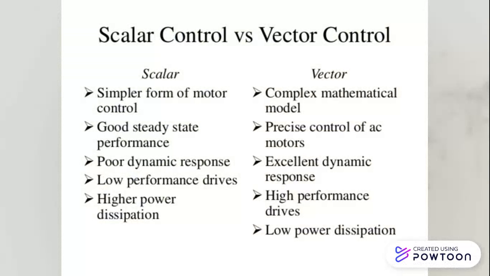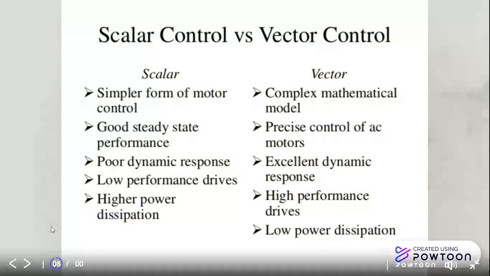Now let's see the difference between scalar and vector control methods. Scalar method is a simpler form of control method, whereas vector is a complex mathematical model. Scalar method has a good steady state performance but a poor dynamic response. Vector method has a precise control of AC motor and an excellent dynamic response. Scalar has low performance of drives with higher power dissipation, whereas vector control method has high performance drive and lower power dissipation.